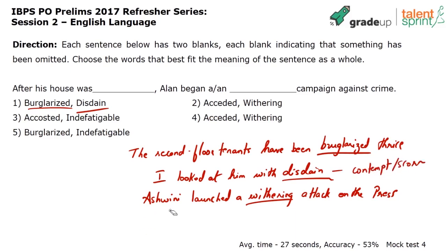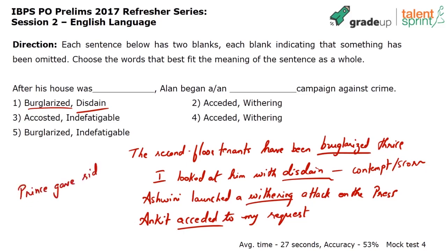Acceded. I'll say, Ankit acceded to my request. What is the meaning of acceded here? Okay, withering also has another meaning. Usually, words in English have two meanings, right? I'll give you another context. So I can say Prince gave Sid a withering look, right? What's the other word that is there? Accosted. Where do I write that? Accede, concede. To agree, no?